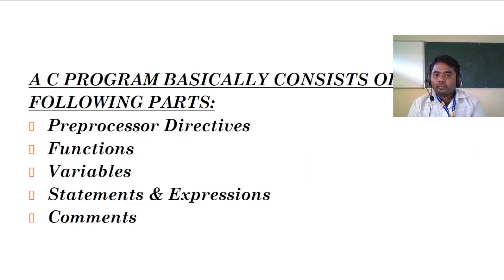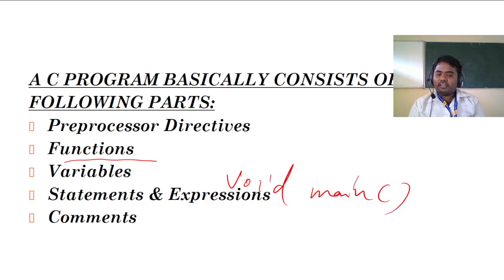As I told you, these are the parts of a C program: preprocessor directives, functions, variables, statements and expressions, followed by comments. A preprocessor directive begins with the # symbol and is just an instruction to the compiler. Next are functions. The program must contain at least one function, and that function will be the main function. It can be void main, or there are other structures of the main function also. We'll discuss that in later classes. Functions are blocks of statements which perform some operations.